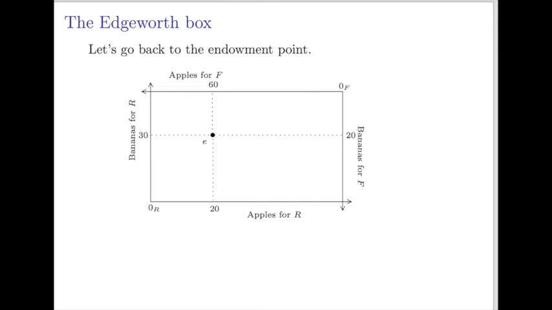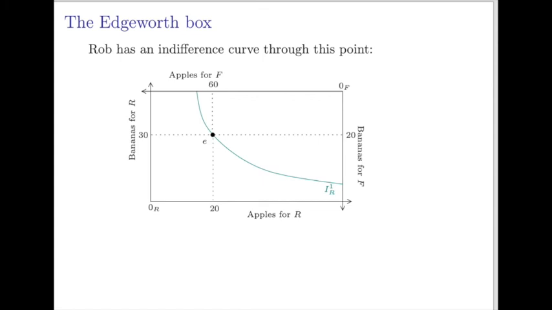Right. So let's go back to this endowment, E. We can draw an indifference curve through it. So these would be all the bundles. Right. So in general, we could have drawn an indifference curve for Rob outside the Edgeworth box as well, but the only relevant part is inside the Edgeworth box. So these would be all the allocations that Rob is indifferent between. Right? So for any bundle here, Rob is indifferent between that bundle and the endowment.